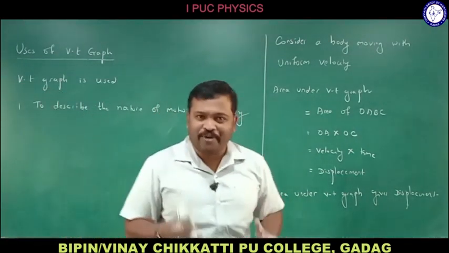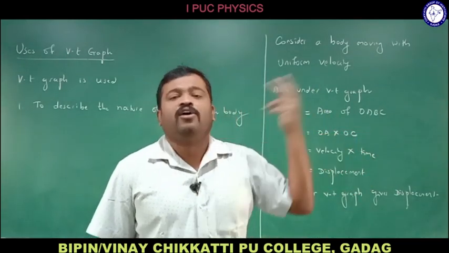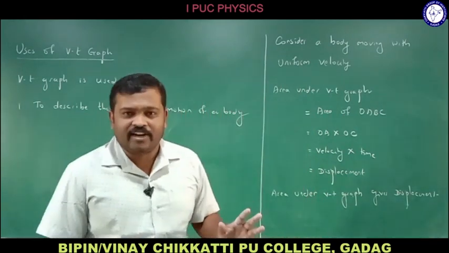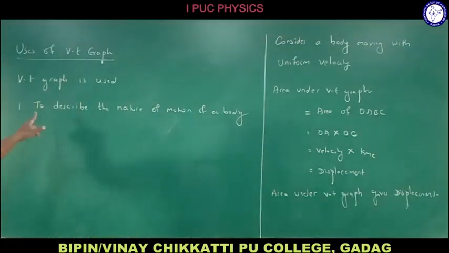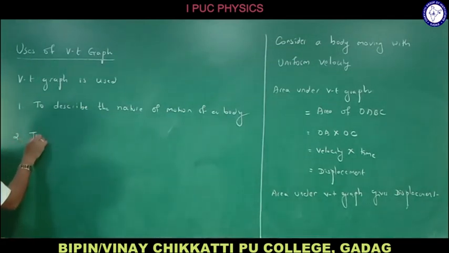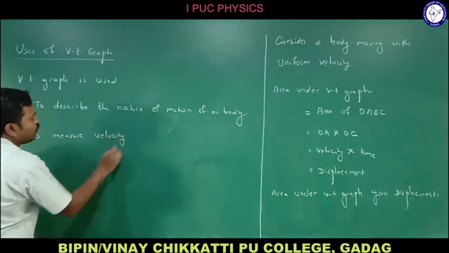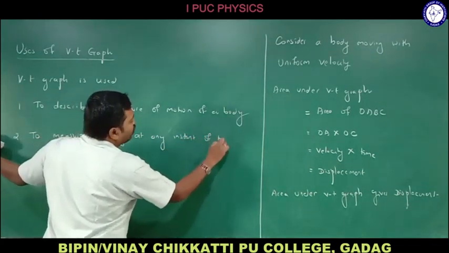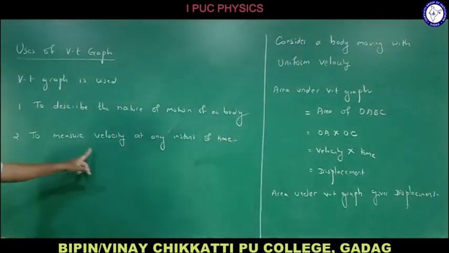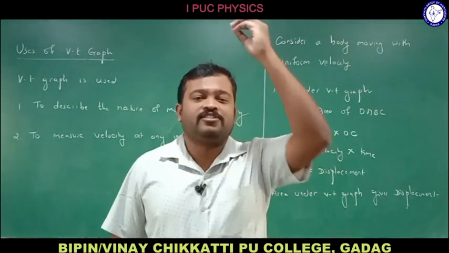How actually the body is moving: is it increasing its speed, decreasing its speed, keeping the same speed, or changing continuously? To describe the nature of motion of a body, the VT graph is used. It is also used to measure velocity at any instant of time, or in short, it is used to measure instantaneous velocity.